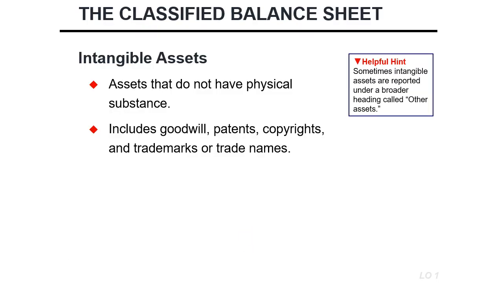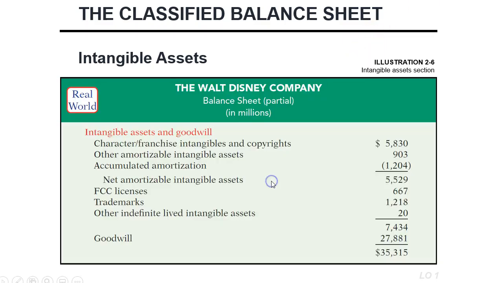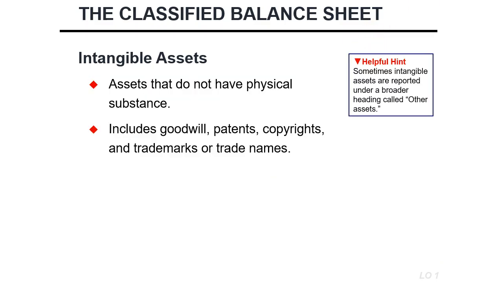Last, we have what's known as intangible assets. These are assets that do not have a physical substance. But we're saying, well, what makes them assets? They're called assets because of the rights and privileges that you have as the owner of these intangible assets. Meaning that if I have a patent on a certain product, no one can copy my product during the life of that patent. So that gives me an advantage over my competitors.